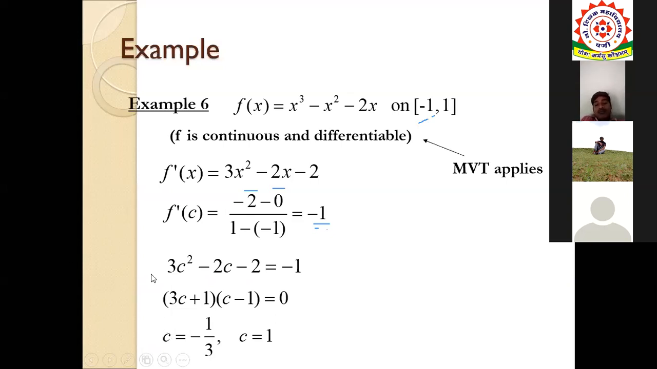Now the question for you is: what is the value of c for this example by the mean value theorem? Either one or both. Anyone? Minus 1 by 3. Not 1. Why?